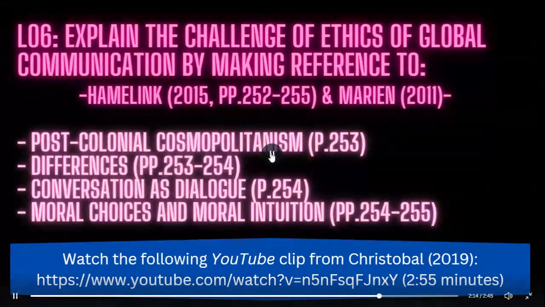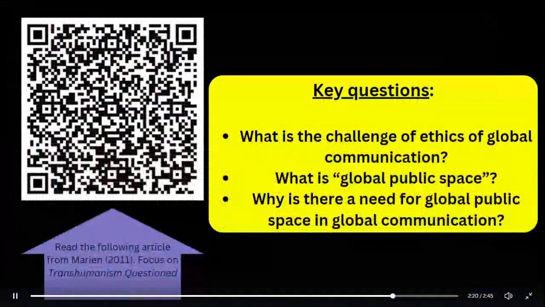Okay, so again, I did put in another QR code that will help you to answer some of these key questions. So, what is ethics? It's the decision between what is good behavior and what is bad behavior. But then also, what is a global public space? And the need for global public spaces ties in quite nicely with learning objective 7 for this particular learning unit. This article specifically focuses on transhumanism, the question of transhumanism.